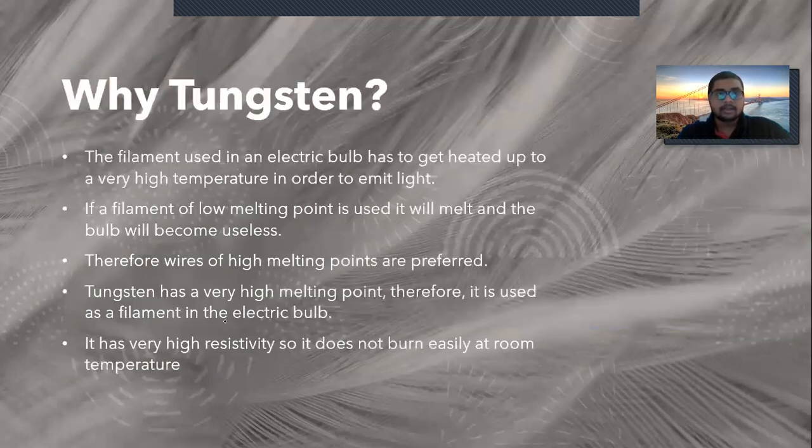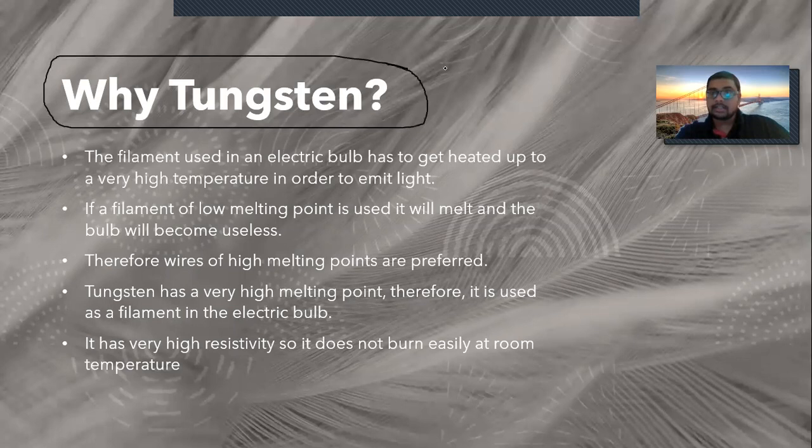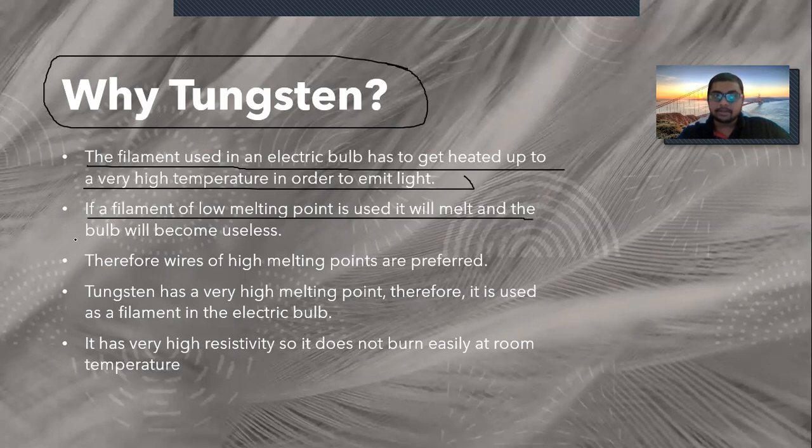That's it. Now, why tungsten? You know what is tungsten? Tungsten is that material which is used inside the bulb to glow. So the filament used in electric bulb has to get heated up to a very high temperature in order to emit light. Correct? If a filament of low melting point is used, it will melt and the bulb will become useless. Now, what is the functioning of bulb?